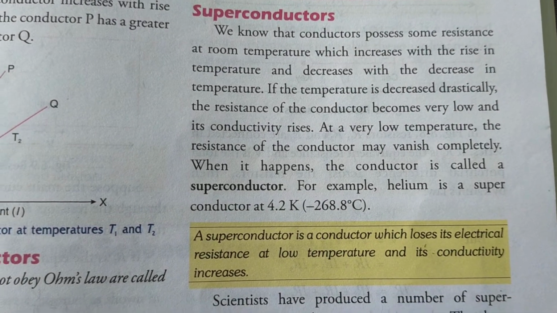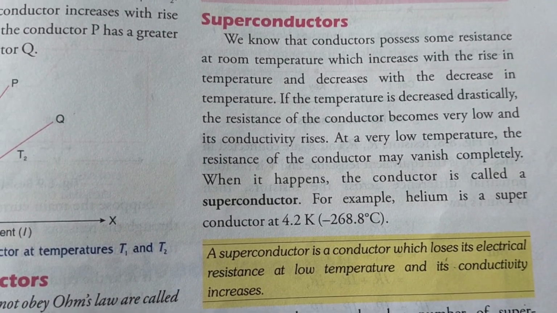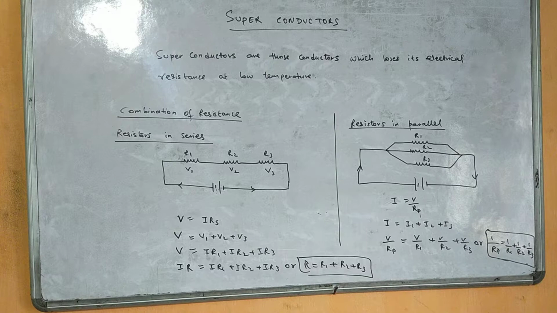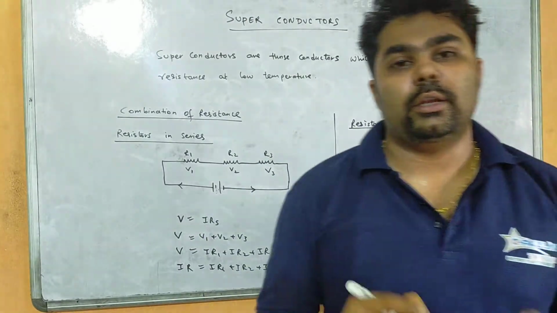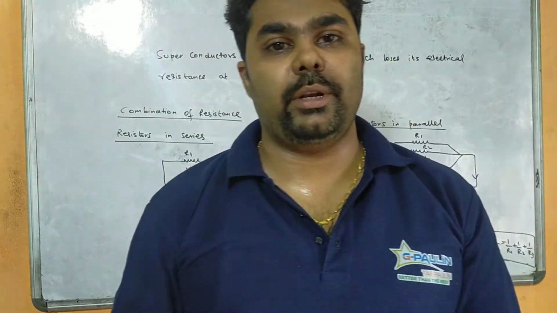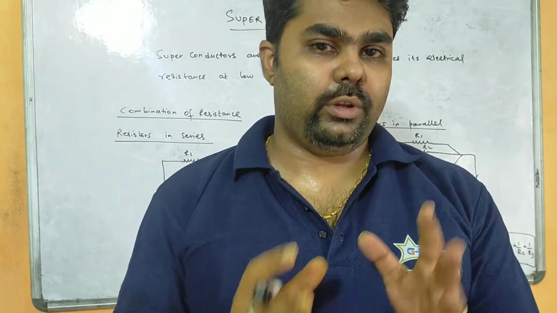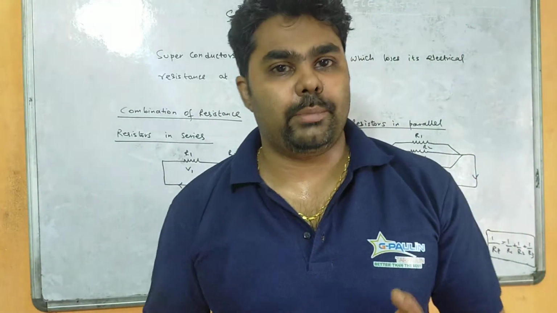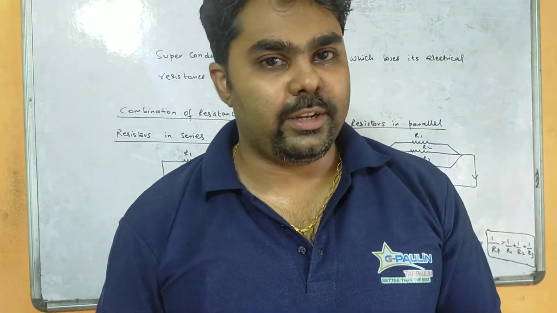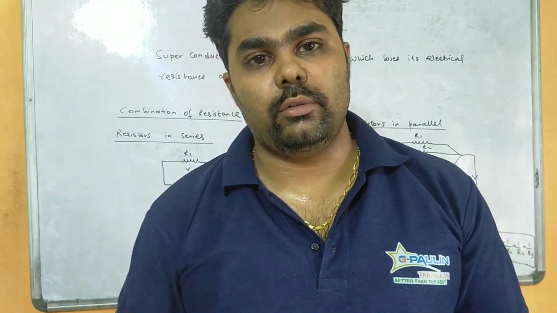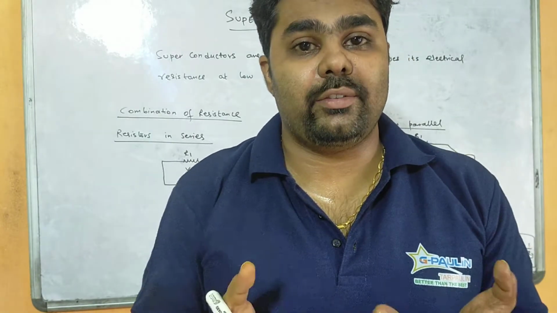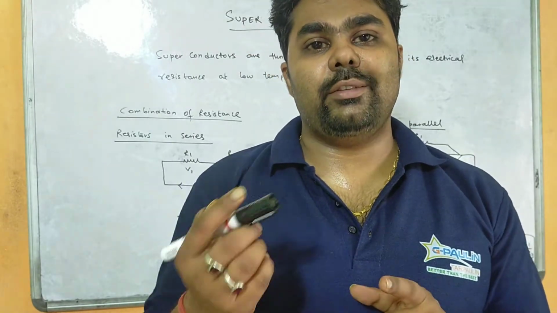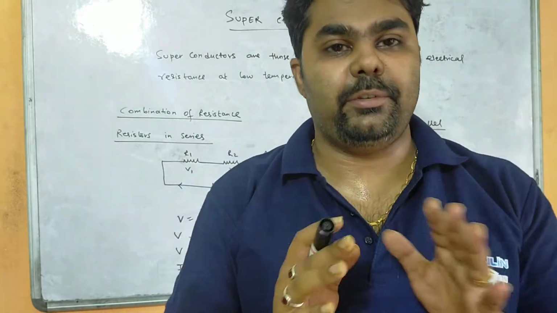Superconductors are those conductors which lose their resistance at low temperature. In Ohm's law we have seen, if we change the temperature of any metallic conductor, then the current flowing through that metallic conductor also gets changed. If you increase the temperature, the resistance of that wire will increase. Due to the increase in resistance, the current flowing through that metallic conductor will be reduced. That means increase in resistance, decrease in conductivity, that means decrease in current.